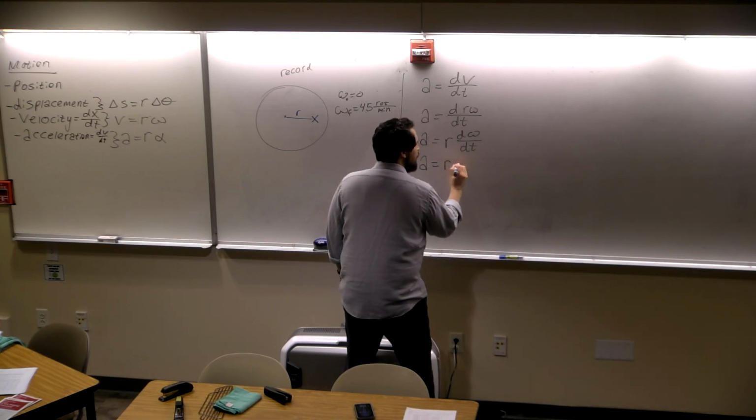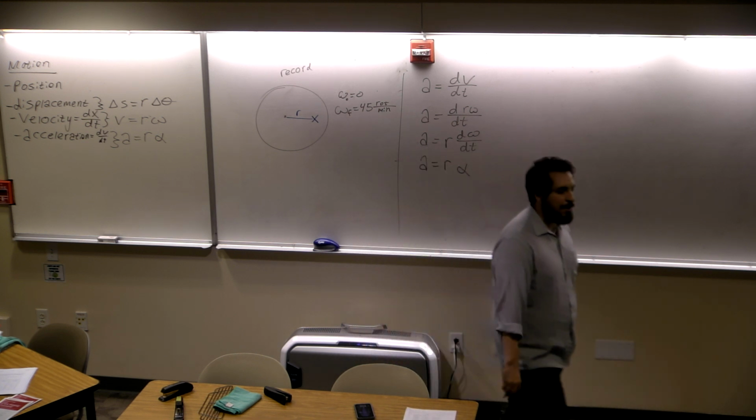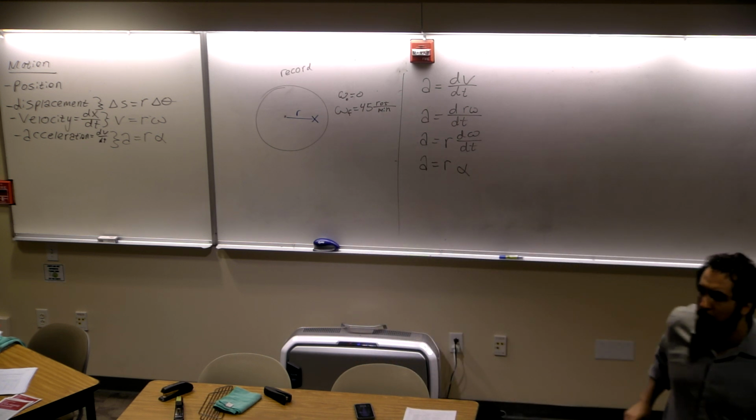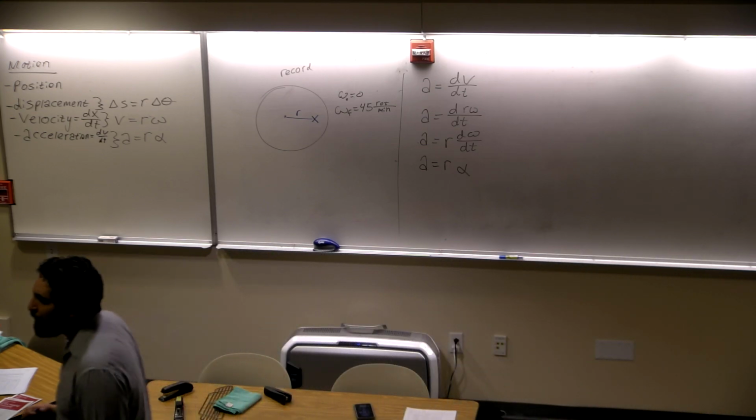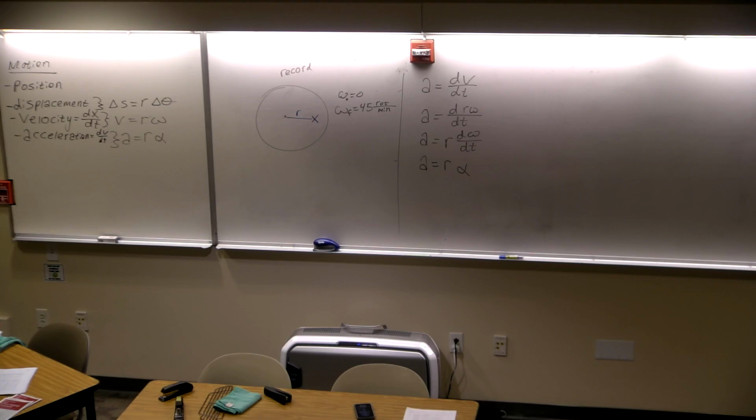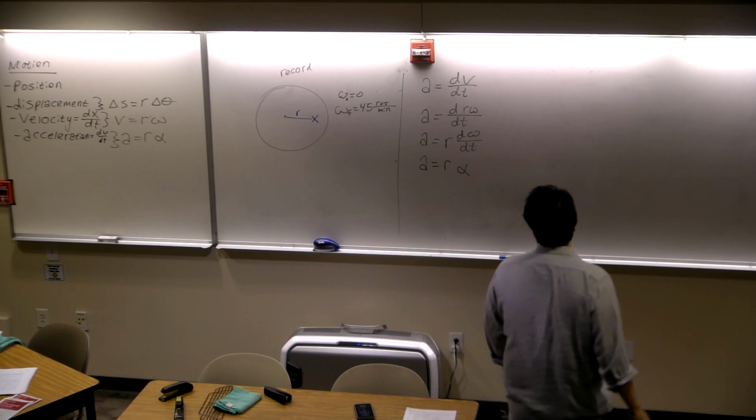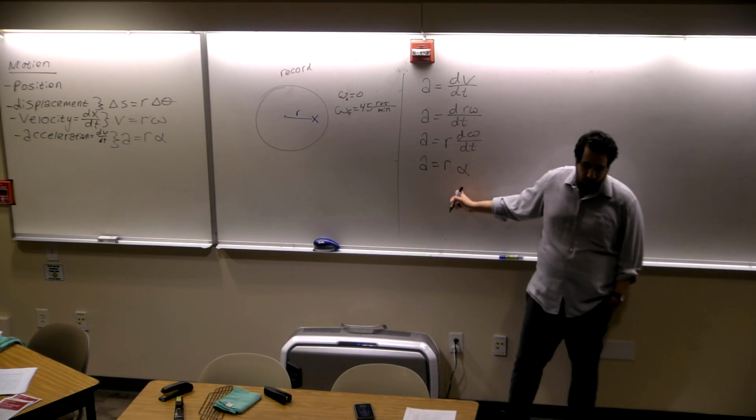Acceleration is equal to r times angular acceleration alpha. And what do you know? We end up with the relationship that was predicted. We take our angular acceleration, multiply it by the radial distance, and we get our linear acceleration. So this is a way for us to find our acceleration of our rotating object.